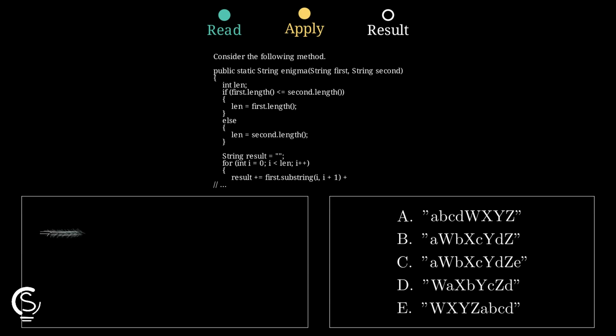Next, the loop runs from index 0 up to but not including 4. In each iteration, it grabs one character from the first string and one from the second string.